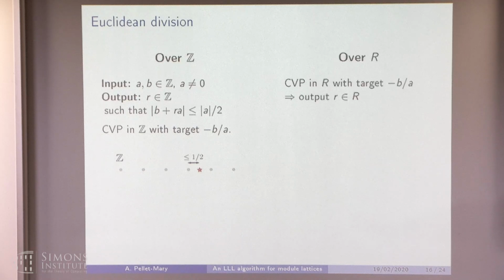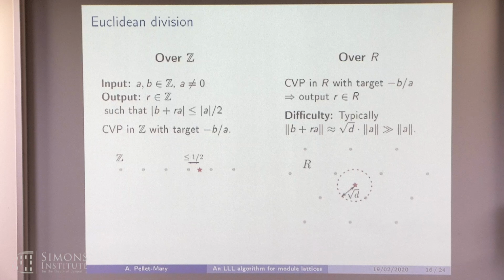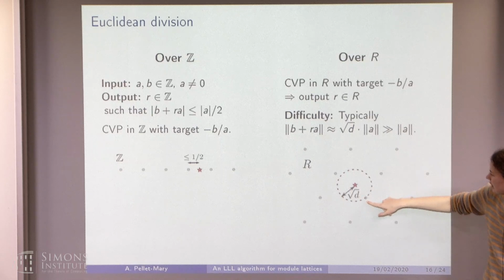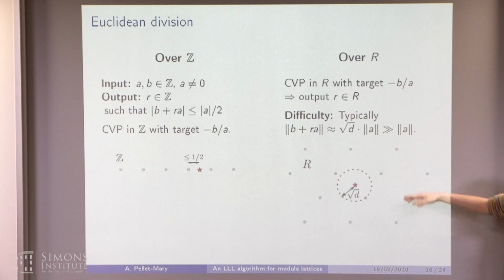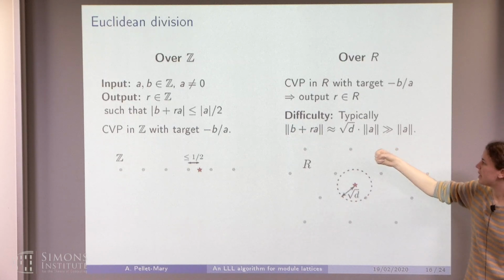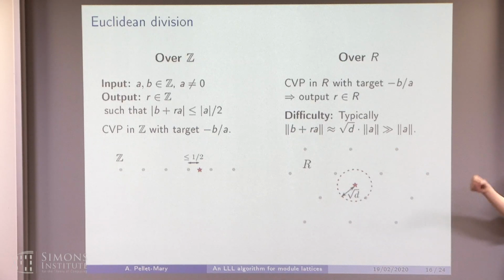That's nice. But now if I take an arbitrary number field and a ring R, what I usually get is that most of the targets are going to be at distance at least square root D, for cyclotomics. The numbers here are for cyclotomics. So I'm going to be at distance square root D of any element of the ring. And so there won't be any ring element R such that B plus RA is smaller than A over 2. This won't exist, so we cannot have a Euclidean division.